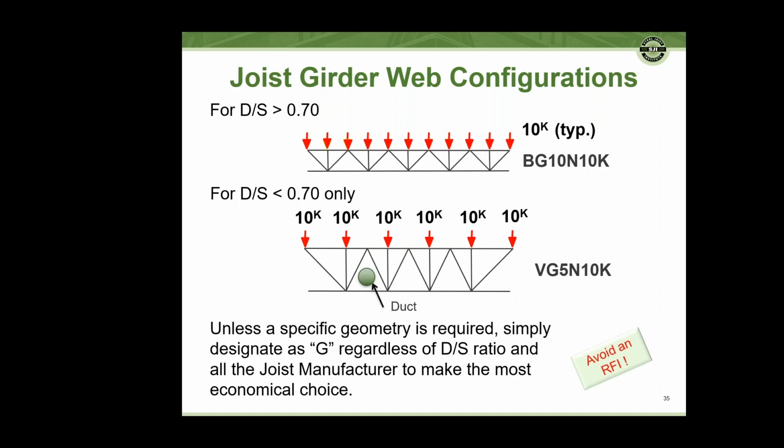So a note here is that unless a specific geometry is required, simply designating G is the best way to go, regardless of the depth to spacing ratio, and that will allow the joist manufacturer to make the most economical joist. If the VG is specifically required for duct clearance, then it would make sense to call that out. But if there's not a specific requirement to have one of these profiles or geometries, then it's best to leave it to the joist manufacturer's discretion and to obtain the best economy.